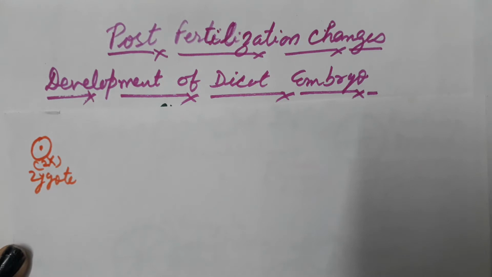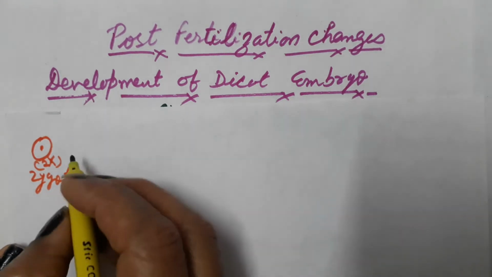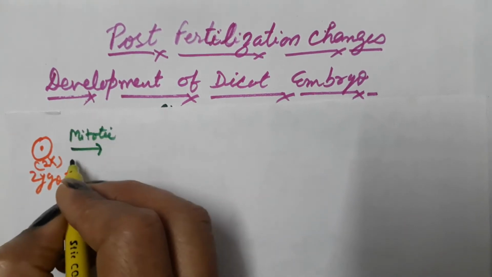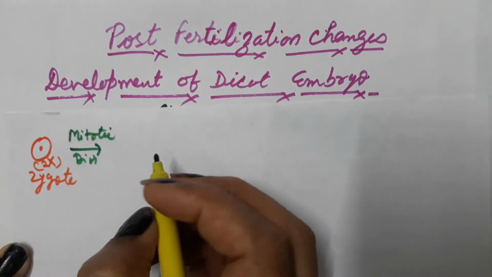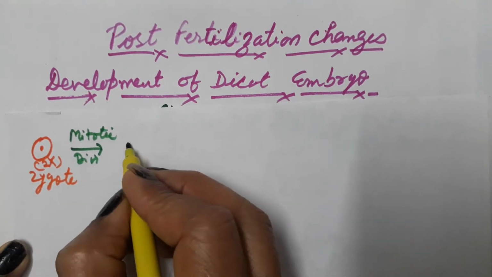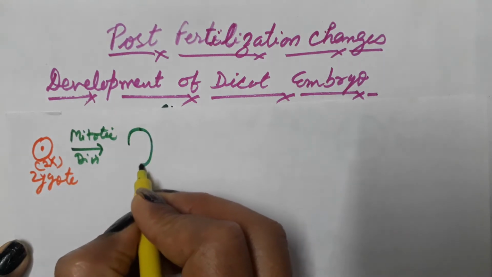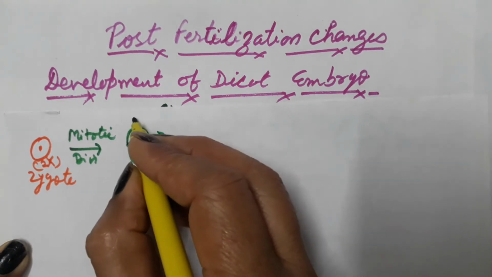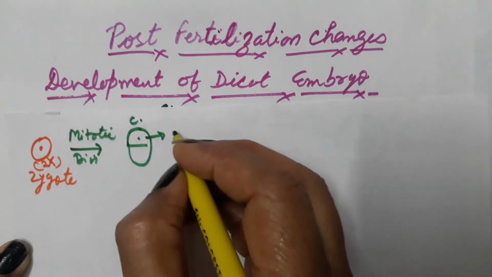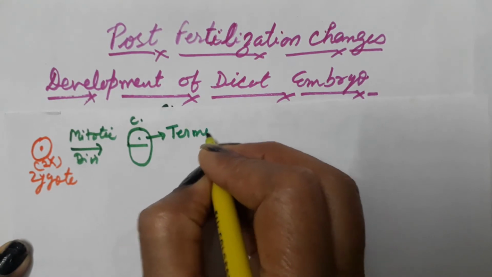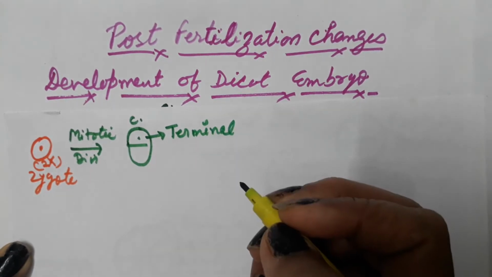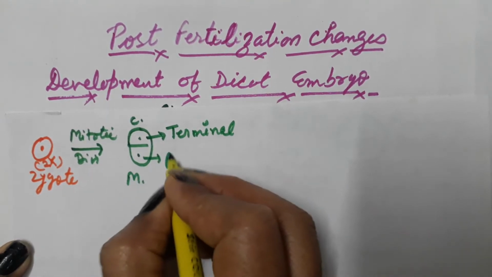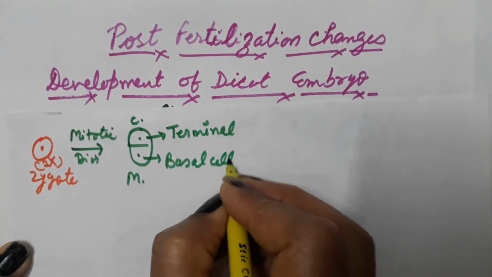What happens in the zygote? Mitotic division takes place and a two-celled structure is produced. The cell which is present towards the chalazal end is known as the terminal cell, which gives rise to the embryo, and the cell which is present towards the micropylar end is known as the basal cell, which gives rise to haustoria.